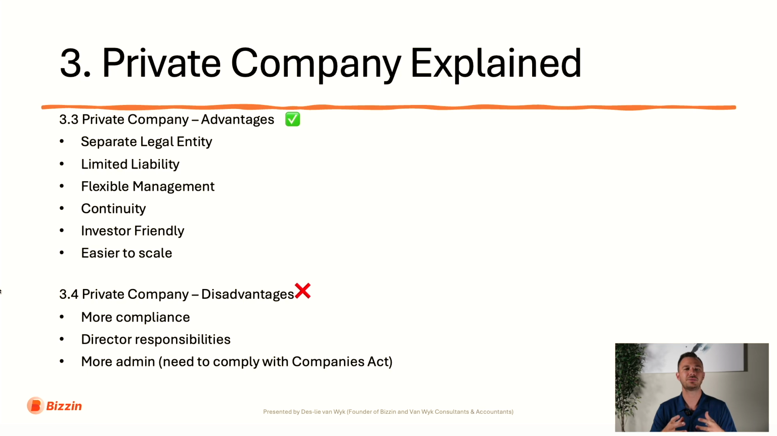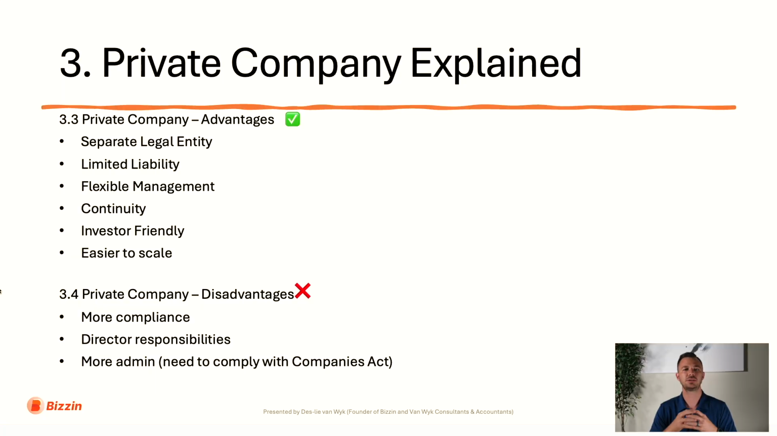And then it is investor friendly. This is one of the structures that investors love, because they can buy shares and own a percentage of a legal entity without having to make decisions on a daily basis to make sure that the company becomes profitable. They can just keep on investing and get their dividends and profit shares every year. And in a private company, it's easier to scale, because you can have multiple shareholders, multiple investors and multiple directors, so it is a scalable entity at the end of the day. And then some of the disadvantages of a private company: more compliance.